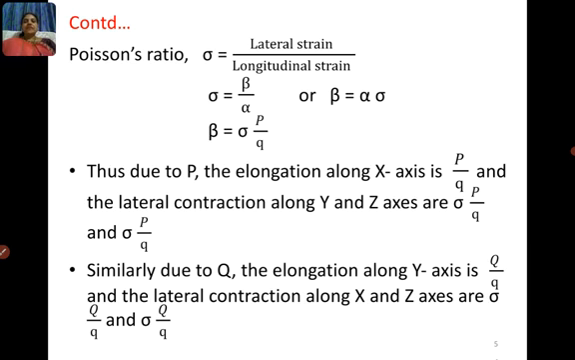Thus, due to the force P, the elongation along the x-axis is given by P by Q, that is alpha, and the lateral contractions along the y and z axis are sigma P by Q and sigma P by Q. That is, these are the lateral strain. Similarly, due to the force Q, the elongation along the y-axis is Q by Q, and the lateral contractions along the x and z axis are sigma Q by Q and sigma Q by Q.